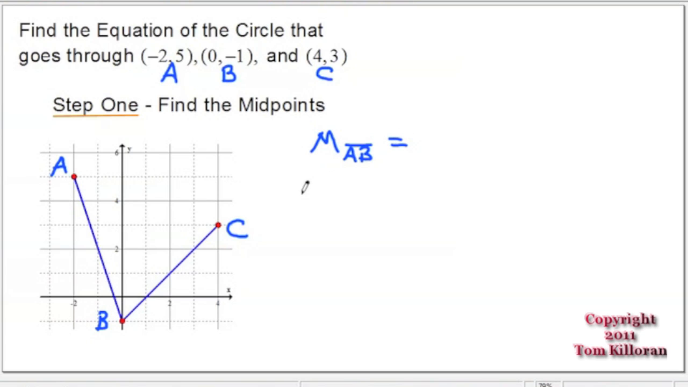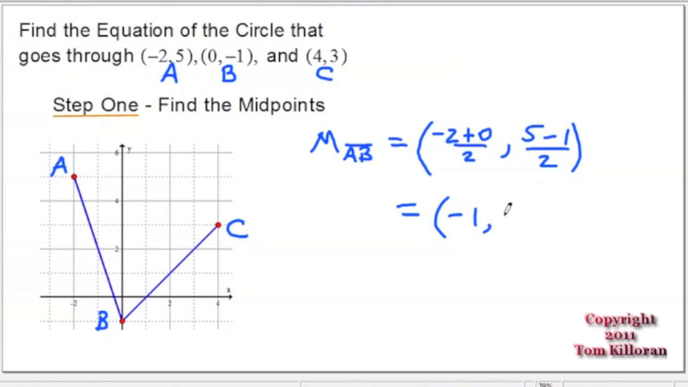So when we're finding the midpoint of AB, we're going to concentrate on just the first 2 coordinates. And if you remember the formula, it is just the sum of the x's divided by 2 and the sum of the y's divided by 2. So the midpoint of AB is going to be -1, comma 2. So that would be right here. That would be the midpoint of AB.